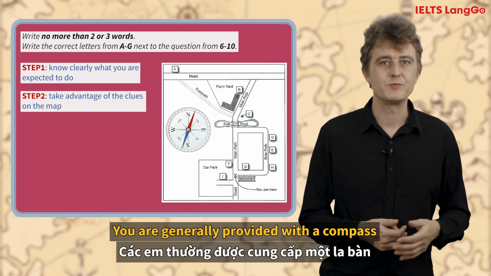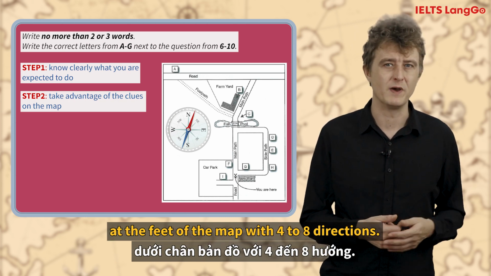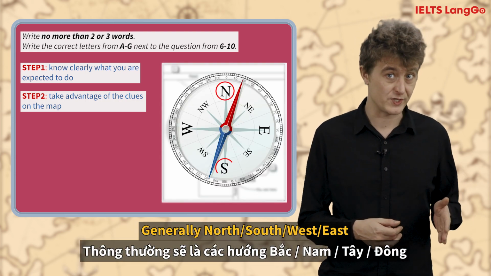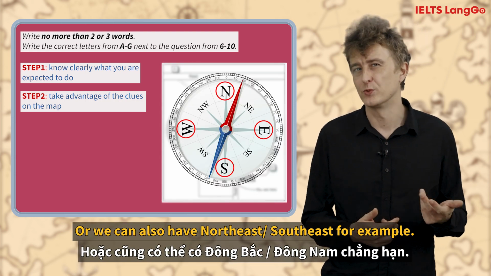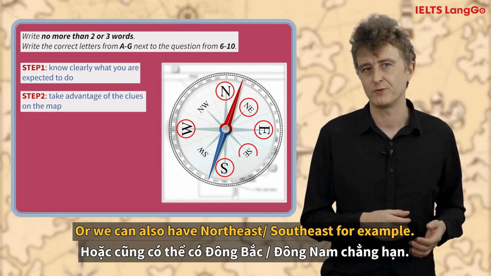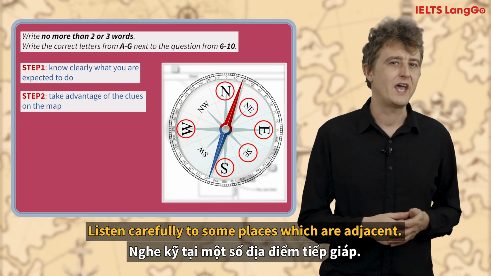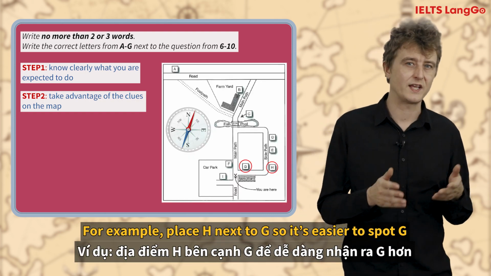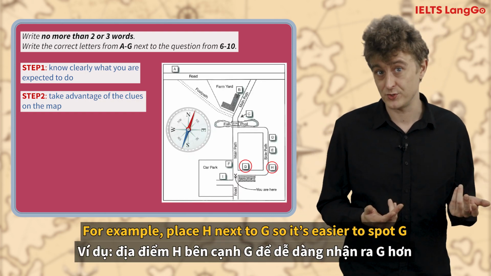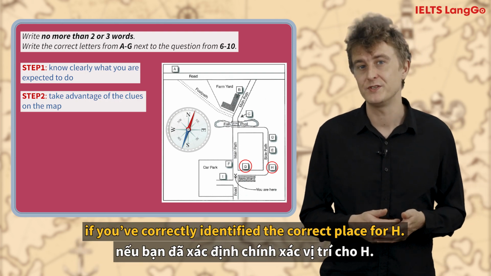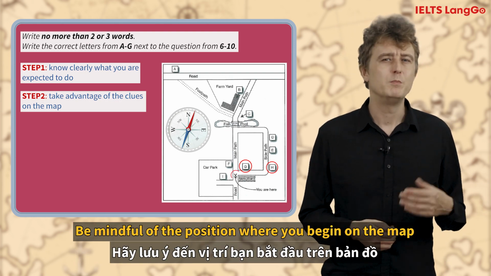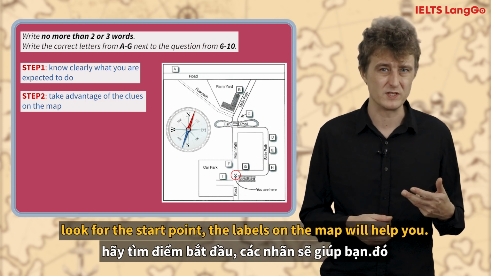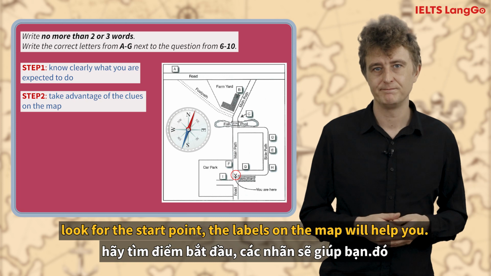You are generally provided with a compass at the foot of the map, which will have between 4 and 8 directions, generally north, south, east and west, and then we can also have northeast and southeast, for example. Listen carefully for places which are adjacent. For example, if H is next to G, it will be easier to spot G if you've already correctly identified H. Be mindful of the position where you will begin on the map. Look for the start point. The labels to the map will help you.